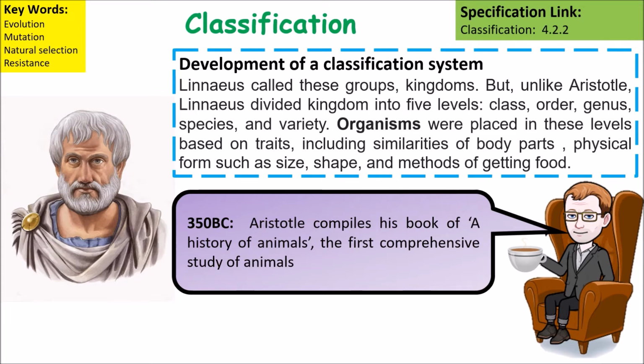So Linnaeus called groups kingdoms, but Aristotle was the first person to come up with some sort of classification system. So in 350 BC, Aristotle compiled a book of a history of animals, which was his first comprehensive study of animals, and we believe is the first real attempt to go and classify organisms.